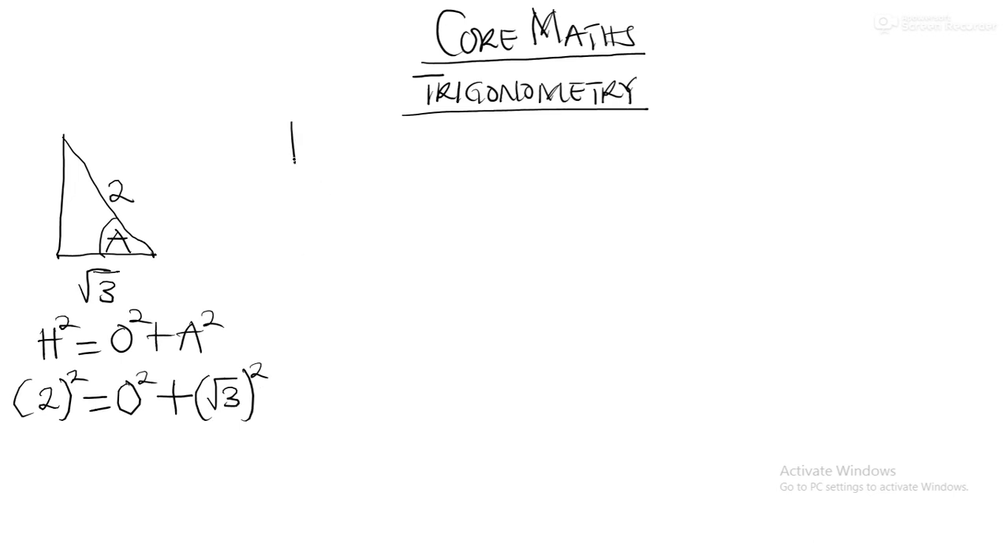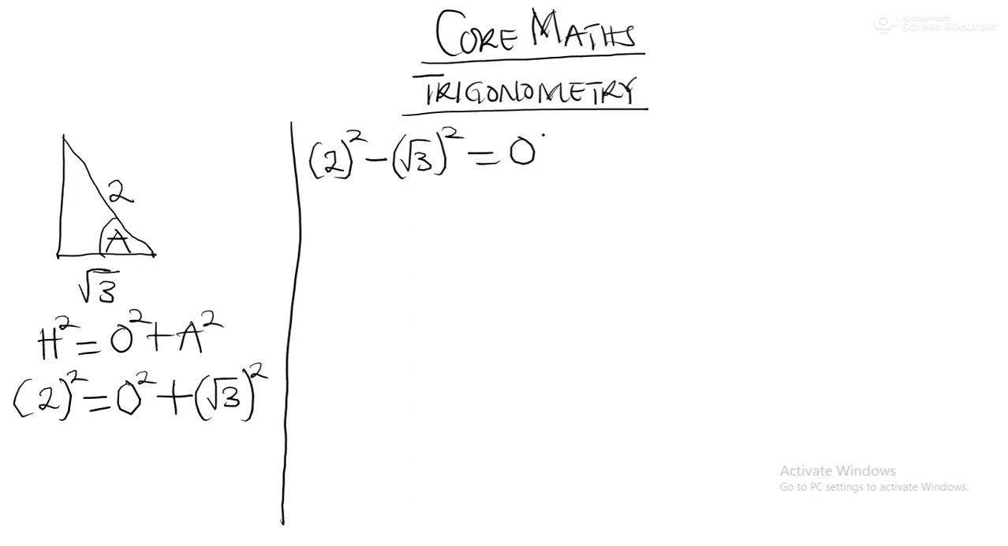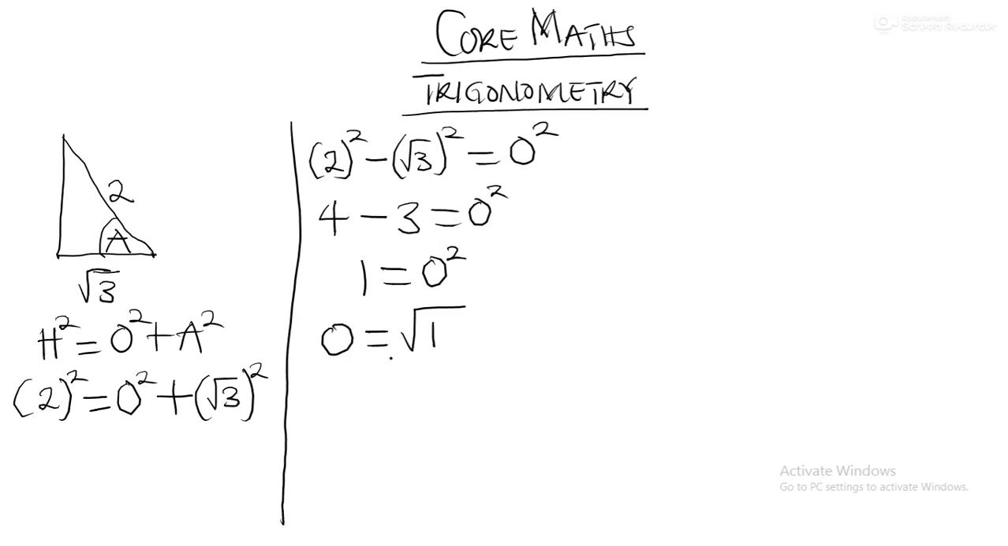Okay, so now we are having 2 squared minus root 3 squared, which is equal to what? O squared. So 2 squared is what? 4. Root 3 squared, this square root and the square will go. So we are going to have what? 3. Okay. So we have 1 is equal to O squared. And then our O will be equal to what? Square root of 1. And on your calculator, square root of 1 is what? Is 1. Okay. So our opposite is what? Is 1.